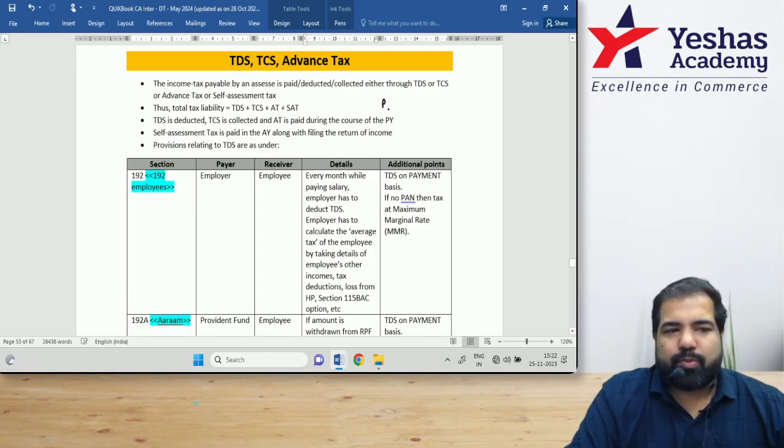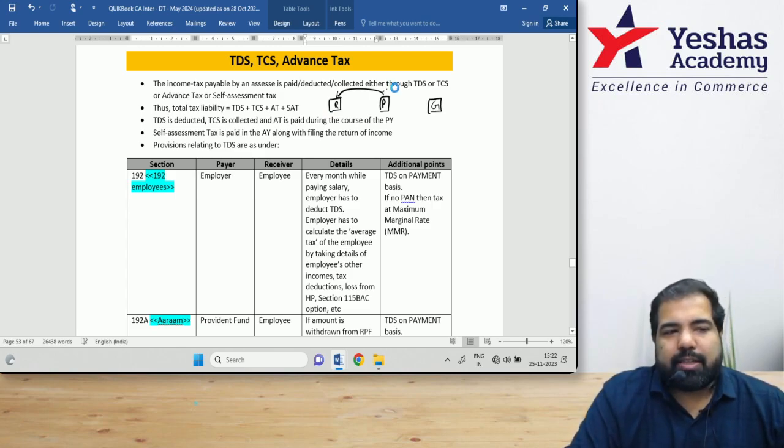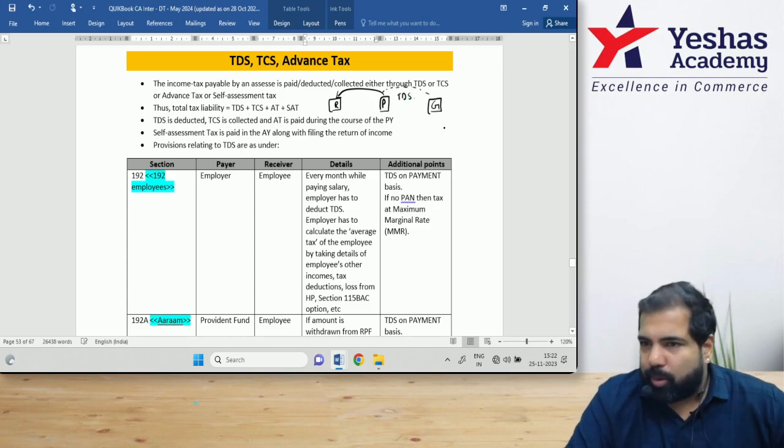Excellent. And this payer, guys, whenever he's paying some income to a person, we'll call him the recipient. The government doesn't like that they have to wait for the tax, and hence they tell the payer to deduct TDS and pay the government. And this is called what, guys? TDS. Let's go over some common points.